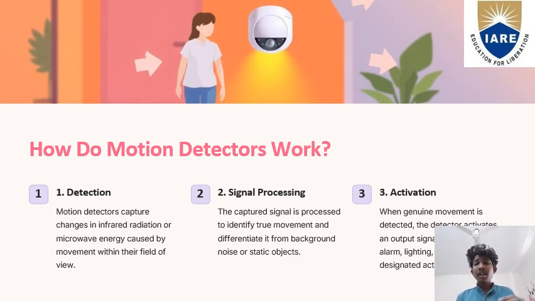Third one is activation. When genuine movement is detected, the detector activates and outputs signals to trigger the device. The processed signal is compared to predefined threshold values. Trigger: if the signal exceeds the threshold value, the motion detector triggers an alarm, turns on a light, or activates another device.